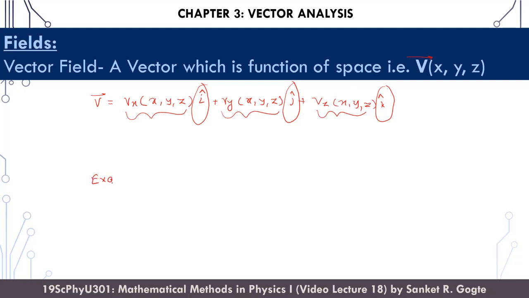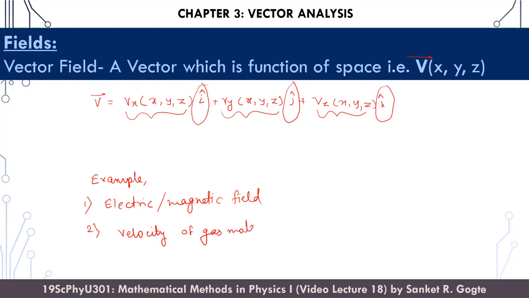One example of vector field can be electric or magnetic field in space. Similarly, if we consider a room, then in that room there are so many gas molecules, and each of these gas molecules is in motion. They are moving in all the possible directions, and therefore we can define a vector field for velocity of gas molecules or air molecules in that room. And when we do it, we have to represent x component, y component, and z component of the velocities at every point in space. And therefore it is clearly a vector field.